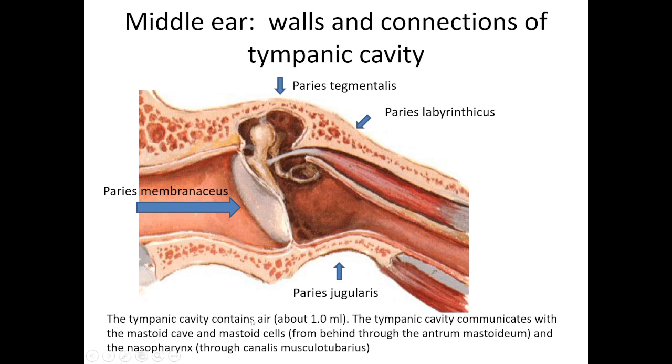The tympanic cavity contains air, about 1 cubic centimeter, 1 milliliter. The tympanic cavity communicates with the mastoid cave and mastoid cells from behind through the antrum mastoideum and the nasopharynx through canalis musculotubarius. Here it is, canalis musculotubarius.